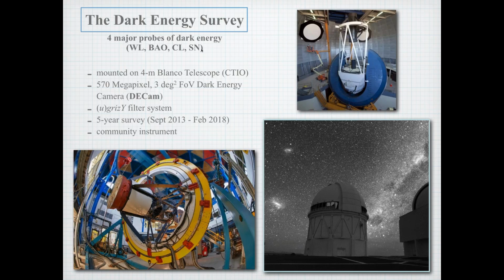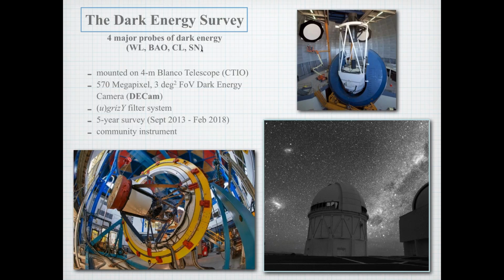It has several filters: u, g, r, i, z, and Y. And it's a survey that was awarded 512 nights on this telescope over a five-year period. We started observing in September 2013. It's going to go on until February of 2018. We are currently in year 4 of our 5-year data collecting survey. It's also a community instrument, which means that you can write a proposal and do observing using this camera if you want. Okay, let me show you some pictures.